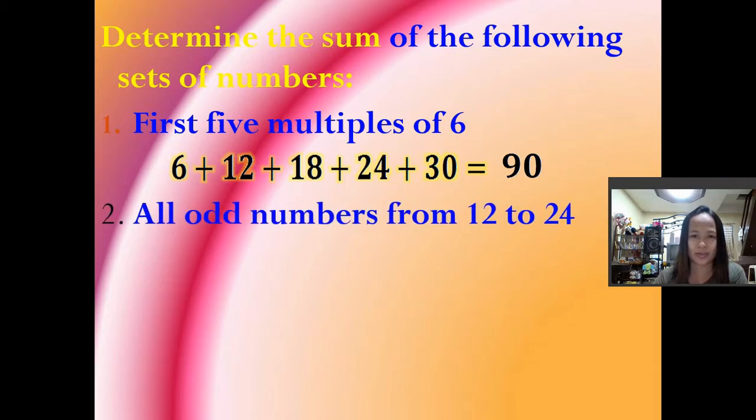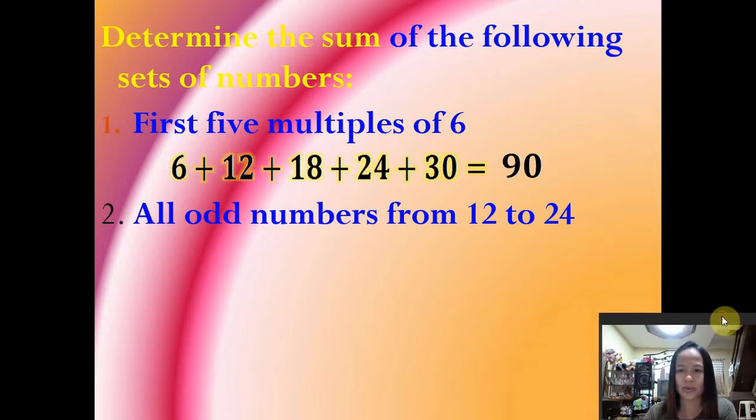How about number 2? All odd numbers from 12 to 24. Okay, is 12 an odd number? No, it's not. So what's next to 12? That is 13. So is 13 an odd number? Yes. How about 24? Is 24 an odd number? No, it's not. So what is the number before 24? So that is 23. Is 23 an odd number? Yes, of course. So we will add all odd numbers from 13 to 23.